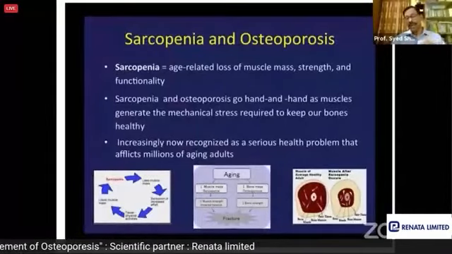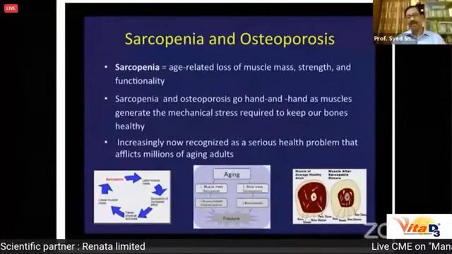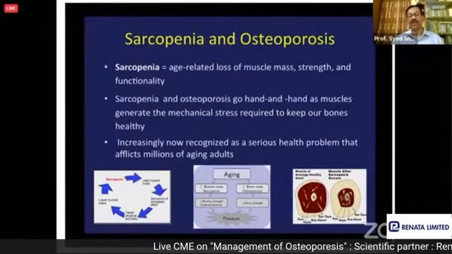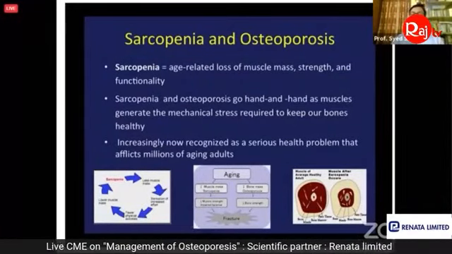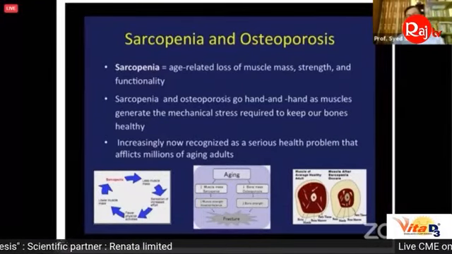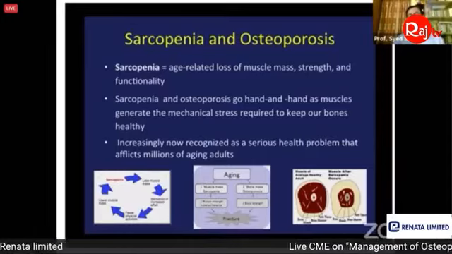I have to introduce one term, probably new to somebody: sarcopenia and osteoporosis go hand in hand. Sarcopenia means age-related loss of muscle mass, strength and functionality. So if it happens like that, it will be a problem and the patient will develop osteoporosis.